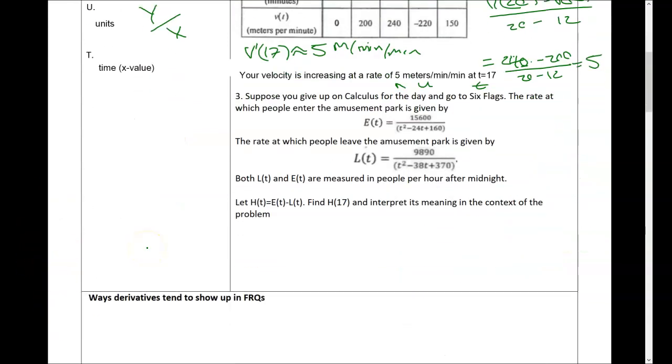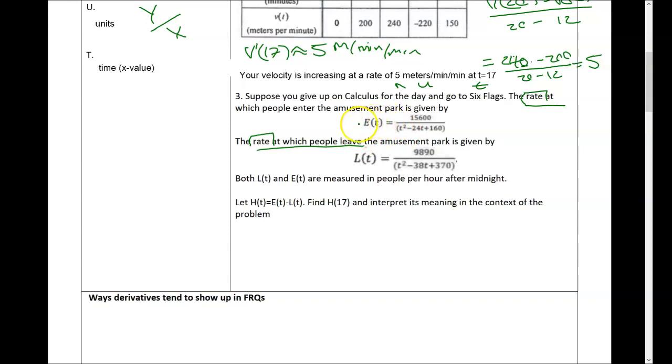So now we're running away from our calculus all the way to Six Flags. And here I give you two functions. And here is where you have to read very carefully. Notice I'm told that this is a rate. This is the rate at which people are entering the park, and this is the rate at which people leave the park. Anytime you see the word rate, probably ever, but definitely in AP Calculus, I would draw a box around it, circle it, whatever you like to do. That's always going to be a keyword.